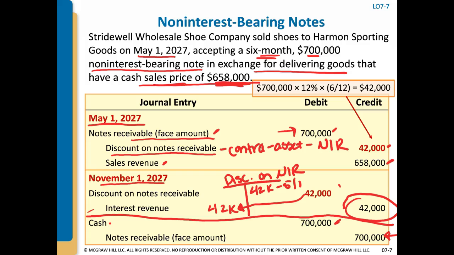And so at the end of the day, whether you have an interest-bearing note or non-interest-bearing note, you still earned $42,000 of interest revenue, but you've only received $700,000 of cash in the non-interest-bearing note. However, you only gave $658,000 of merchandise at the outset.